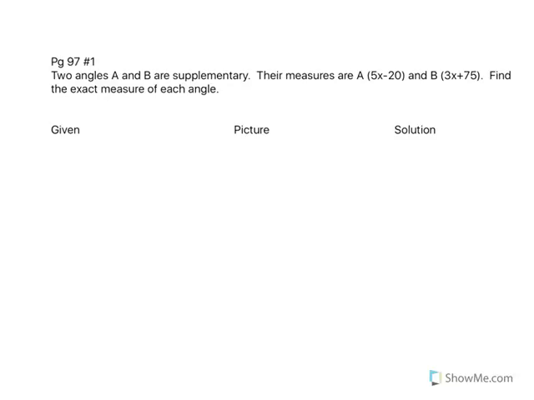Okay, so let's look at the problem. We know that A and B are supplementary, so we know that A and B equal 180 degrees. And then we know the measure of A and B, which are over here. So let's draw our picture. Supplementary, we start with a straight line. And then we have two angles, A and B.